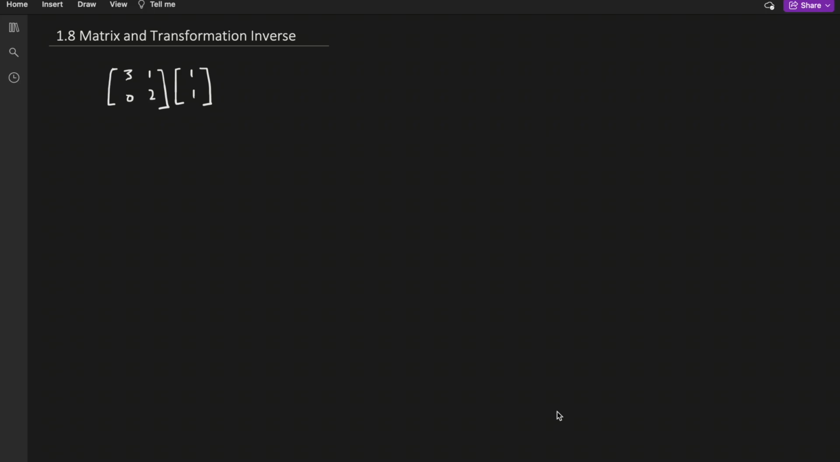Welcome back, everyone. In the last video, I solved a few previous year GATE questions. So, if you haven't watched that video, I recommend watching it because it clears a lot of concepts. All right. In today's video, we will be covering the inverse of a matrix and the inverse of a linear transformation.